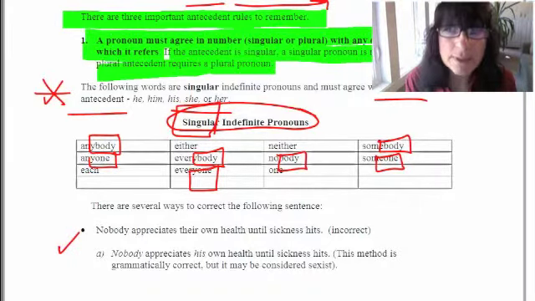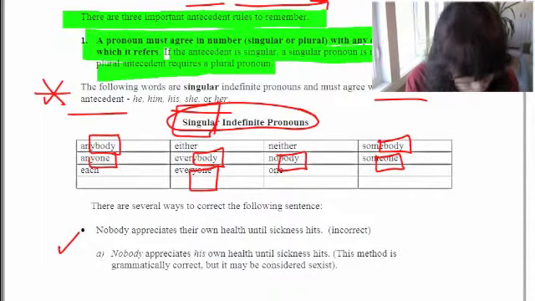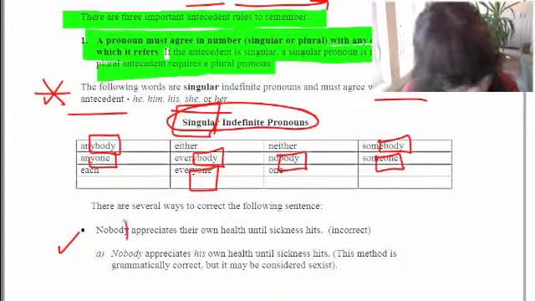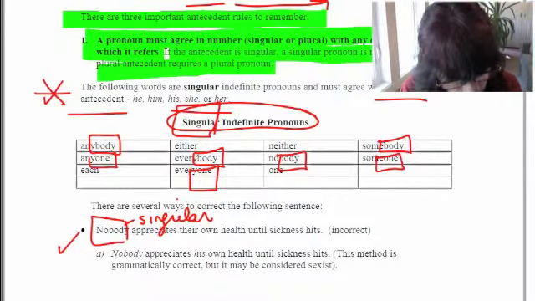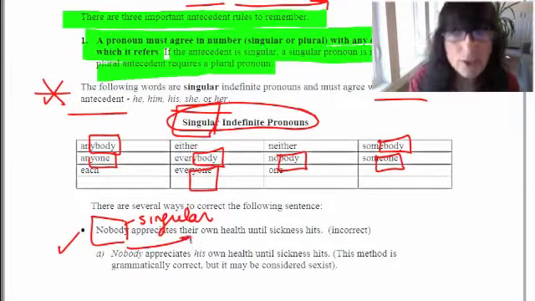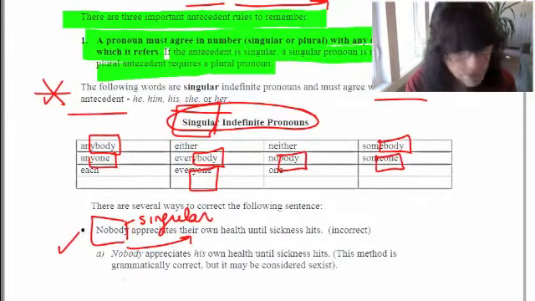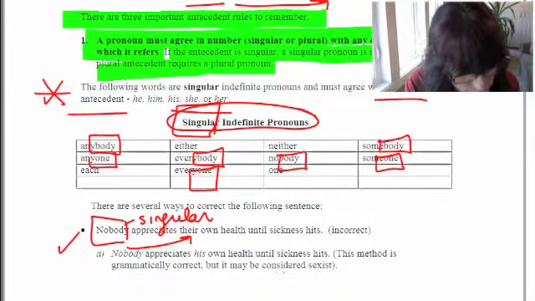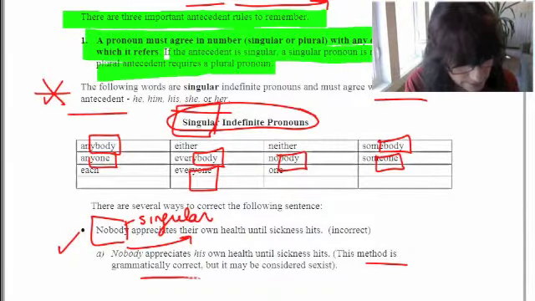So let's look at some examples to make sure that you have your pronoun agreeing with the antecedent. Nobody appreciates their own health until sickness hits. This is incorrect. Reason? Nobody is always singular. It's a singular indefinite pronoun. But now you're saying their, and their is plural, so it's incorrect. So you could say nobody appreciates his own health until sickness hits, because nobody is singular and his is singular.